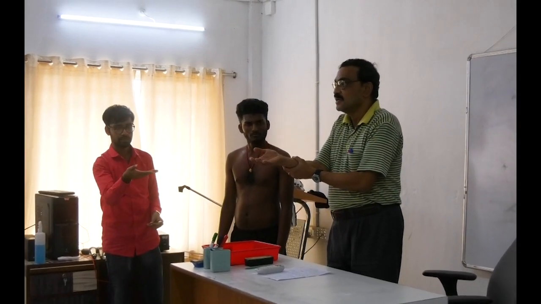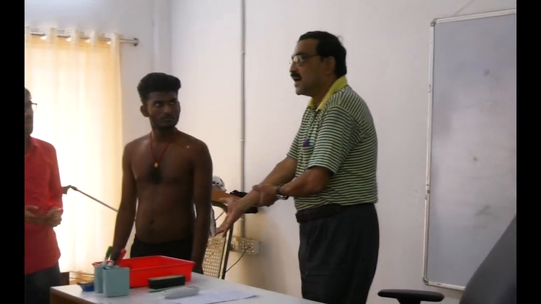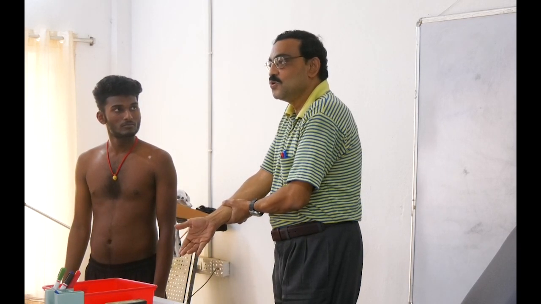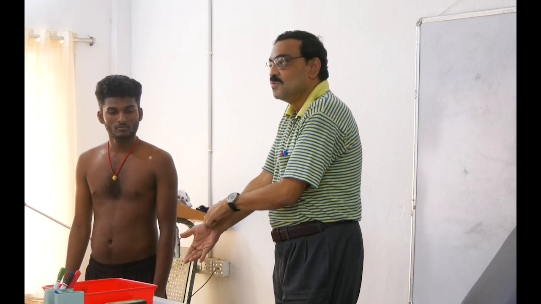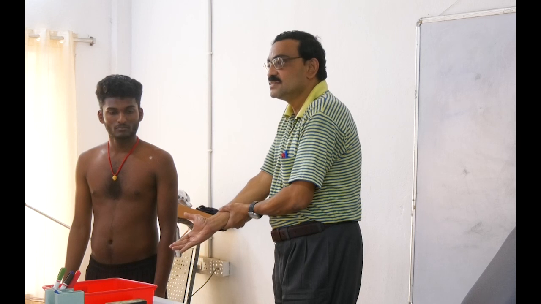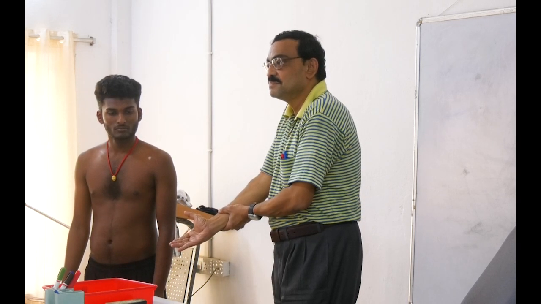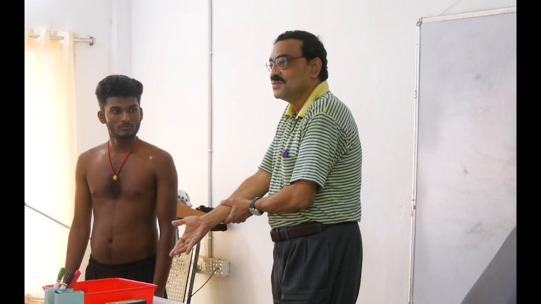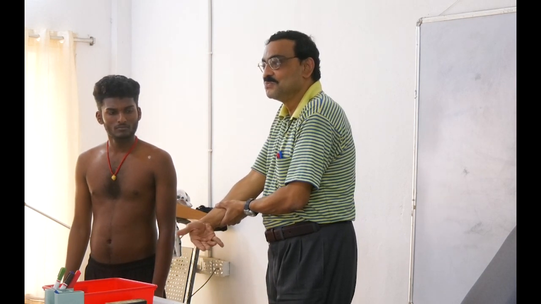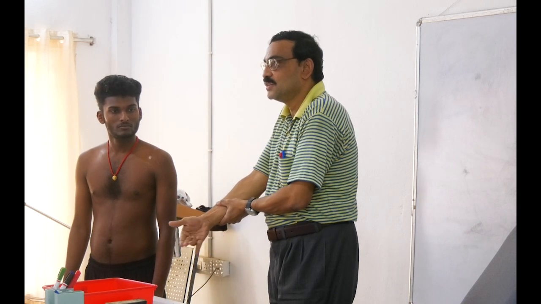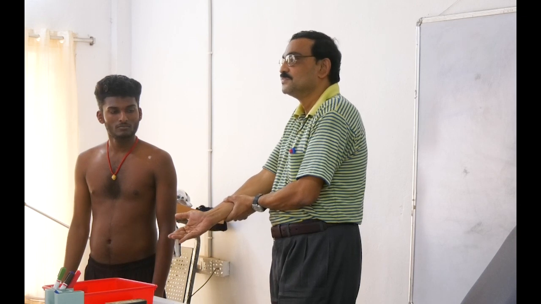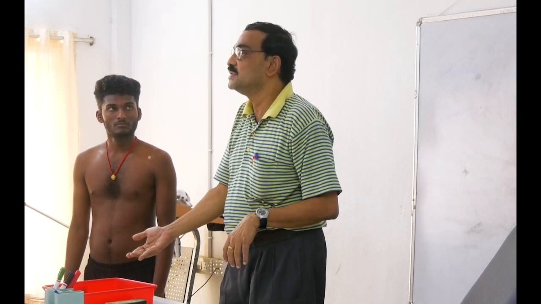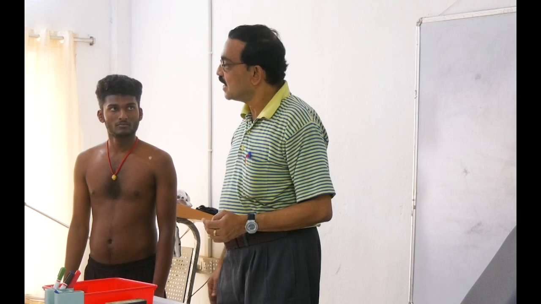We can see this is the abduction and this is the adduction. Due to the long styloid process of the radius, the abduction is less, whereas due to the short styloid process of the ulna, the adduction is more. The angle of adduction is more than the angle of abduction. Why? Because the radial styloid process is 1.25 centimeter below the ulnar styloid process.